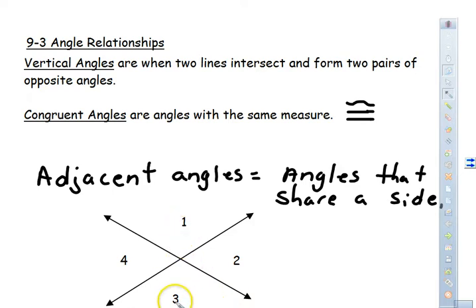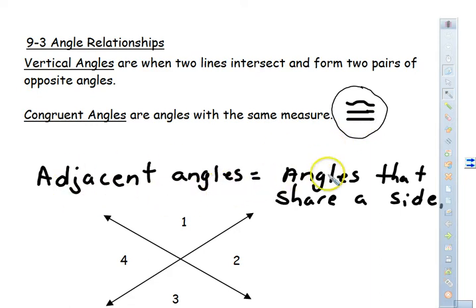1 and 3 are opposite, 4 and 2 are opposite, and those opposite angles are congruent. Now when I say congruent, that means that they have the same measurement, that they are equal. And this is the symbol that we use to write congruent. It's an equal sign with a little squiggly across the top of it.